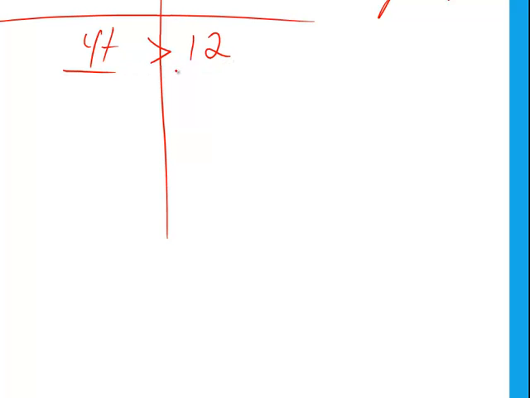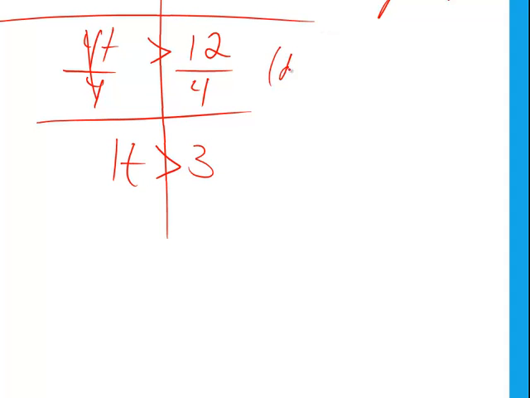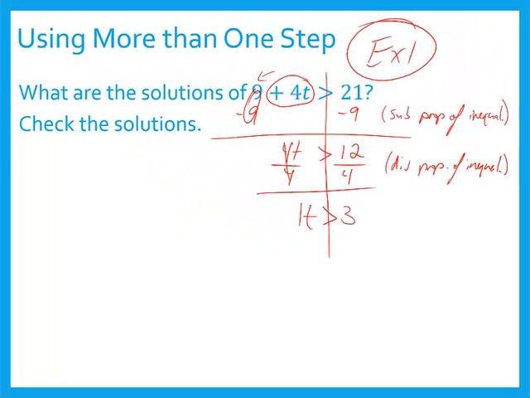Next step, we divide by 4. 4 over 4 becomes 1, so 1t is greater than 3. And that was using the division property of inequality. Alright, and so then t is greater than 3.